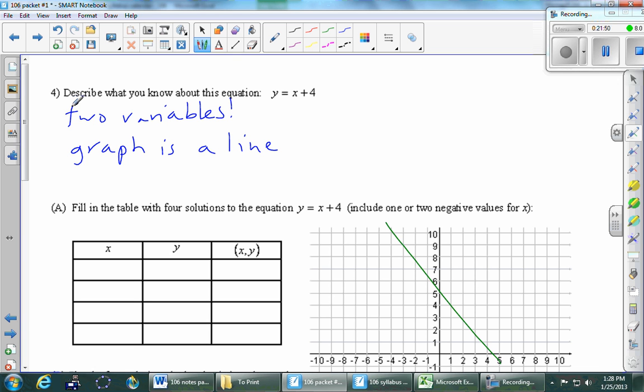So where is that line? Is it this line? Is it this line? Is it that line? I don't know. We've got to do work to figure out where it is, but it's some line, right, when all is said and done.